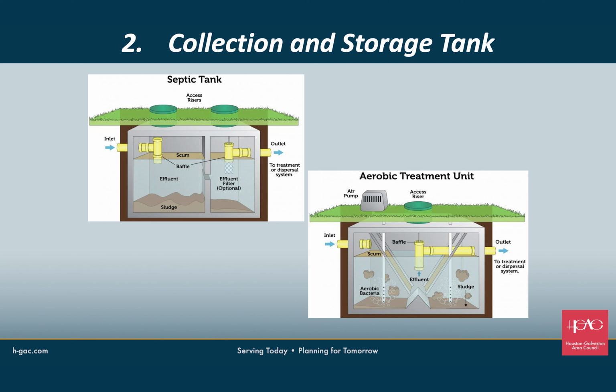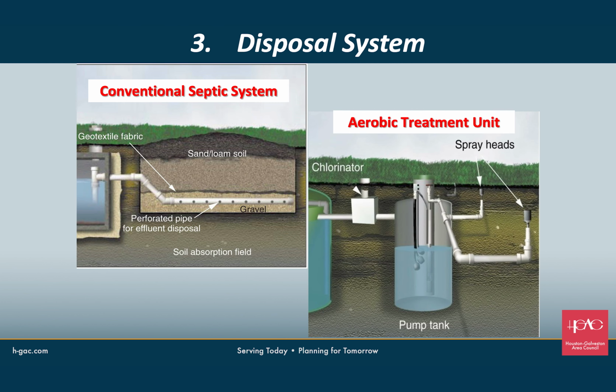Some aerobic systems, such as the one in the picture, have a single chamber system, while other systems have a collection tank and an aerobic tank. From the collection and storage tanks, the effluent flows into the disposal system.